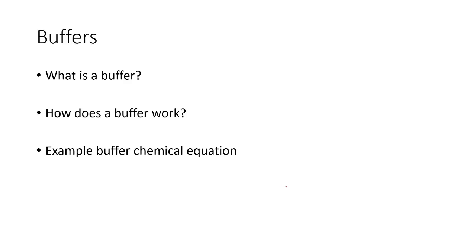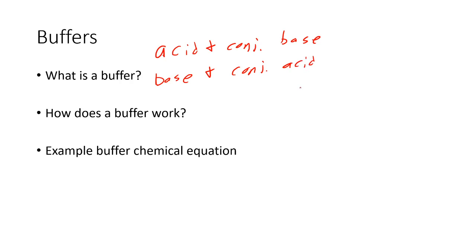So now we're going to take a look at buffers. So our first question is, what is a buffer anyway? A buffer is a solution that contains two components. Those two components are either an acid and a conjugate base, or a base and its conjugate acid. You have to have both present for something to be a buffer.